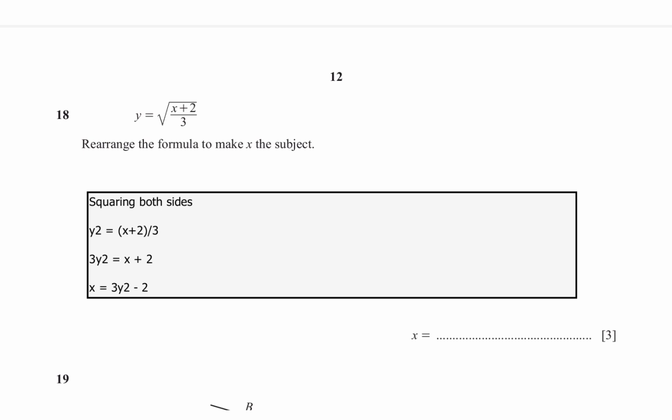Question number 18. y is equal to square root of x plus 2 over 3. Rearranging the formula to make x the subject. Now we square both the sides. So we get y square is equal to x plus 2 over 3. 3 times y square, 3y square, is equal to x plus 2. And x is equal to 3y square minus 2.